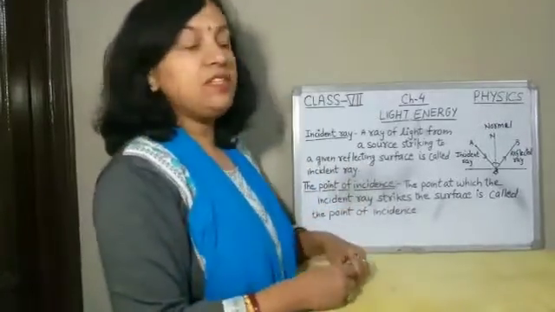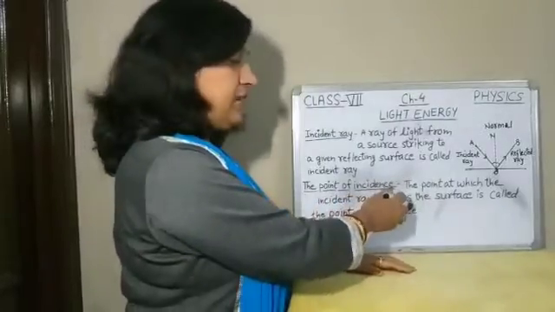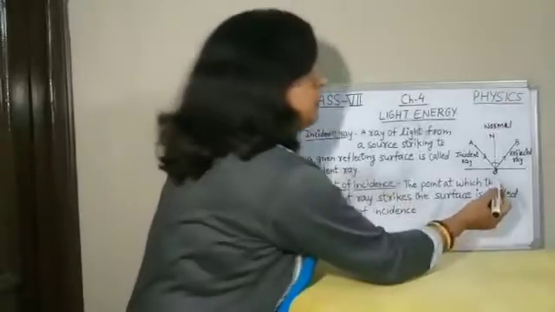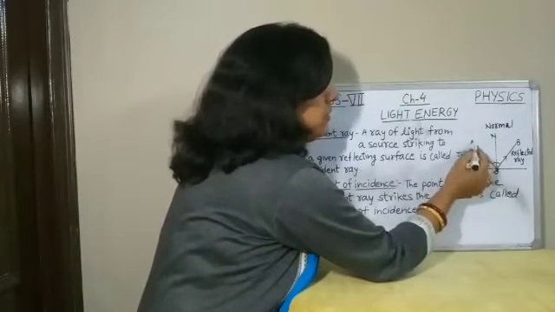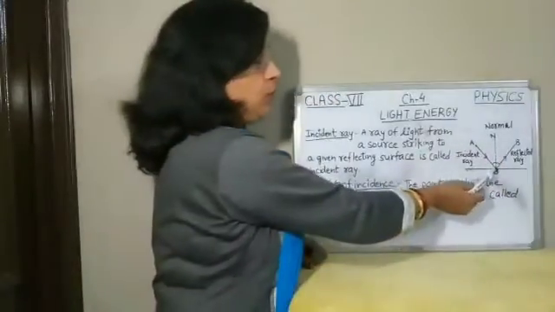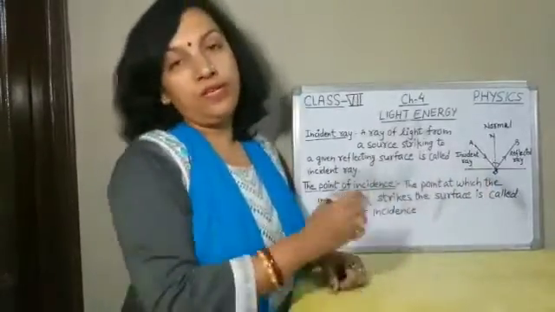Now the second one is the point of incidence. What is point of incidence? The point at which the incident ray strikes the surface is called the point of incidence. So this is the point in this figure. This is the point O where the incident ray is striking the surface. So the point O will be called the point of incidence.